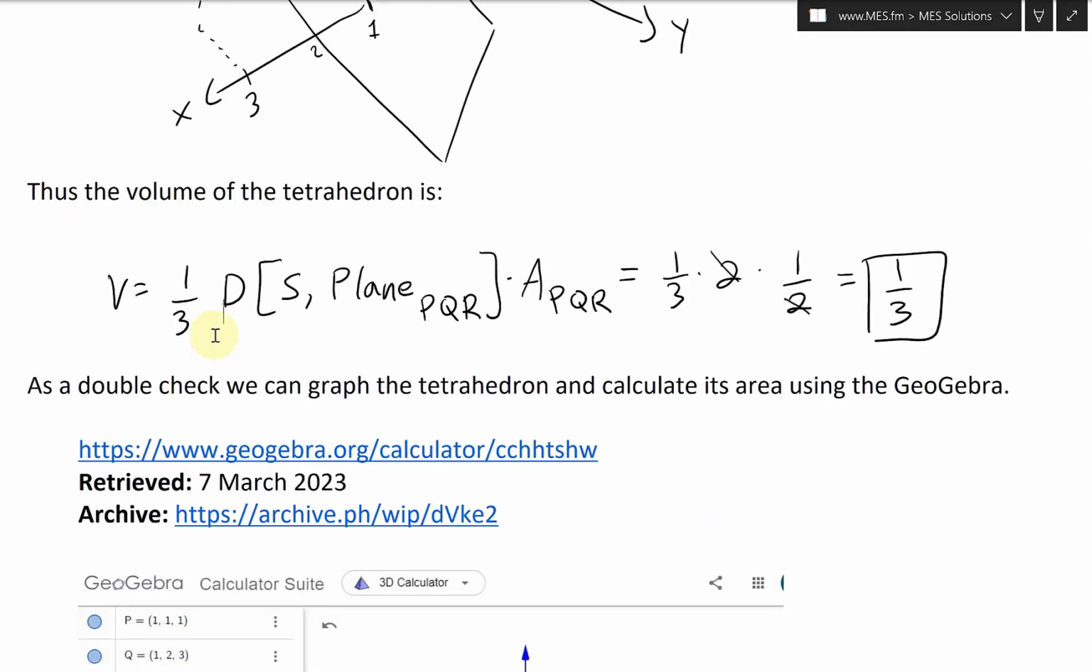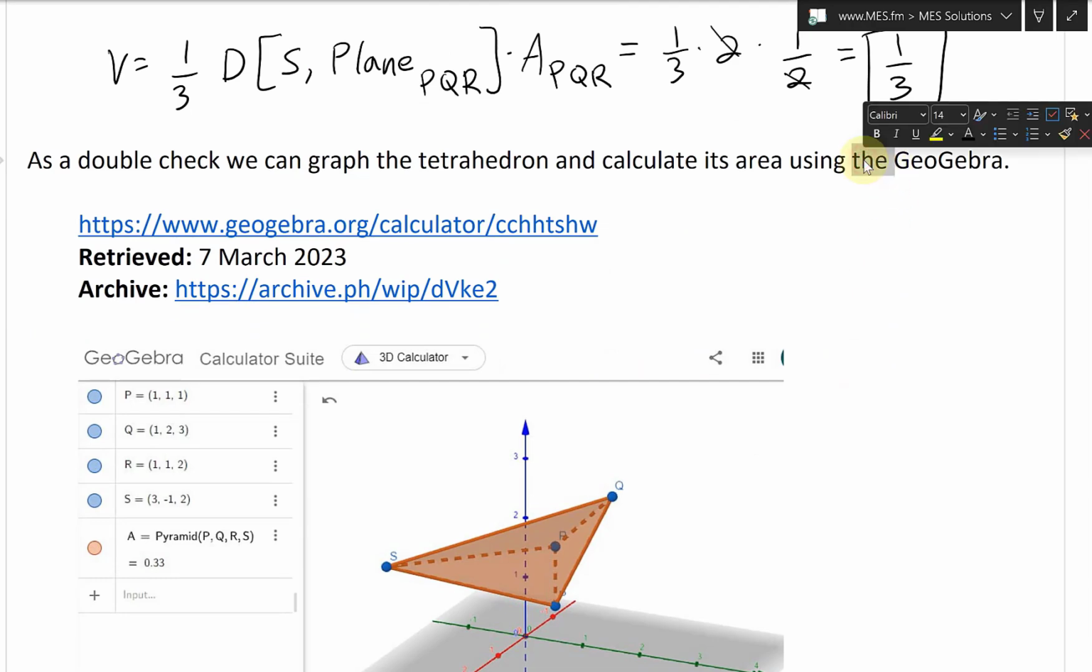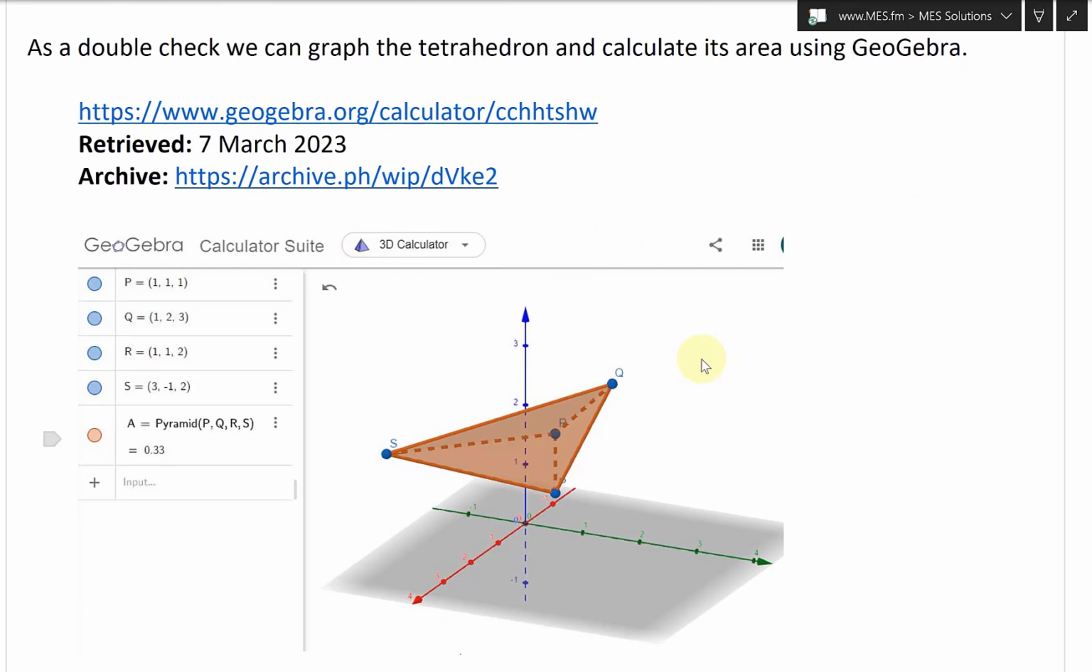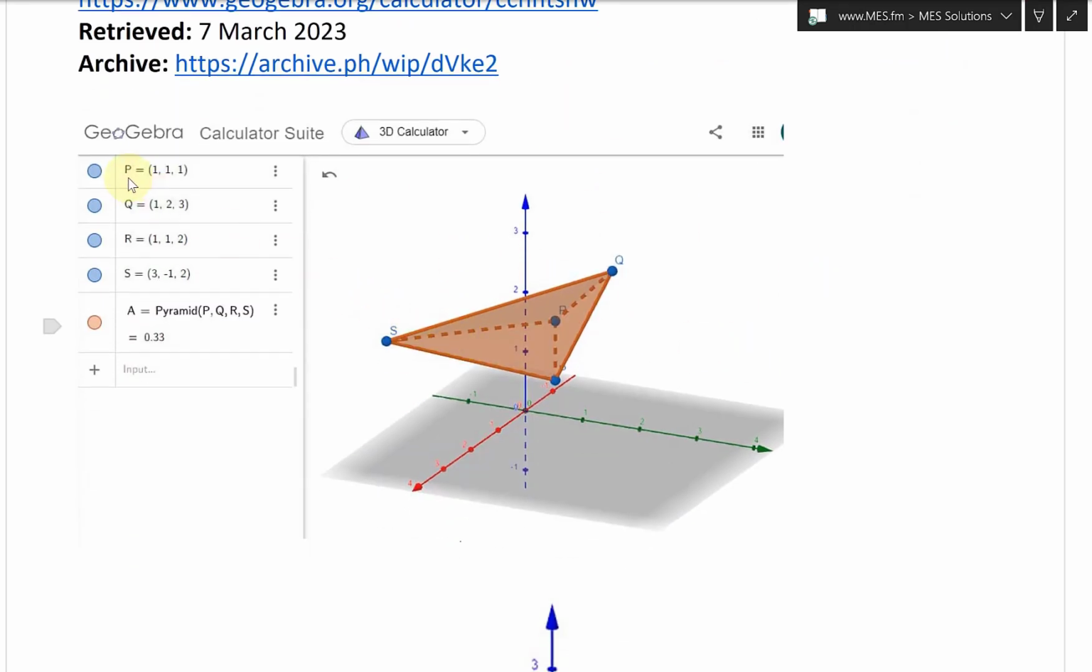Epic stuff. All right, and now let's go even further, and as a double check, we can graph the tetrahedron and calculate its volume using GeoGebra, which is an amazing 3D graphing calculator and other kind of calculator. So here's what I've graphed. Here are the points P, Q, R, and S, and then I made a pyramid, PQRS. In other words, a triangular pyramid is a tetrahedron, and it actually calculates the volume too. It is equal to 0.33, in other words, 1/3, so we got that right.